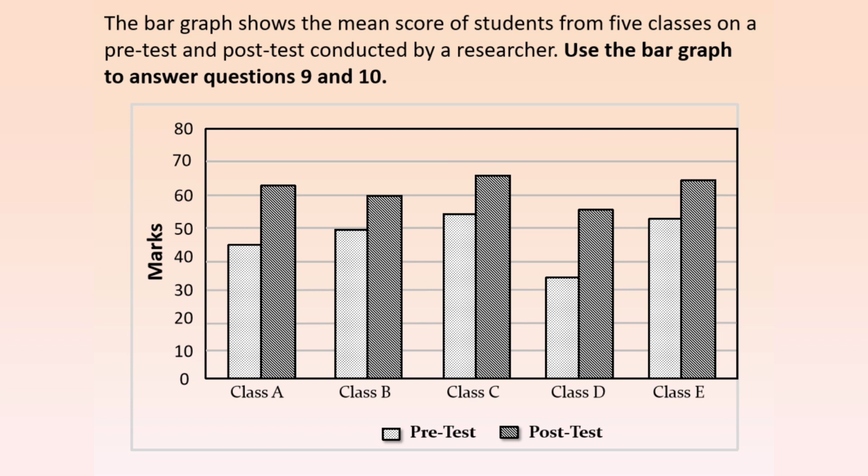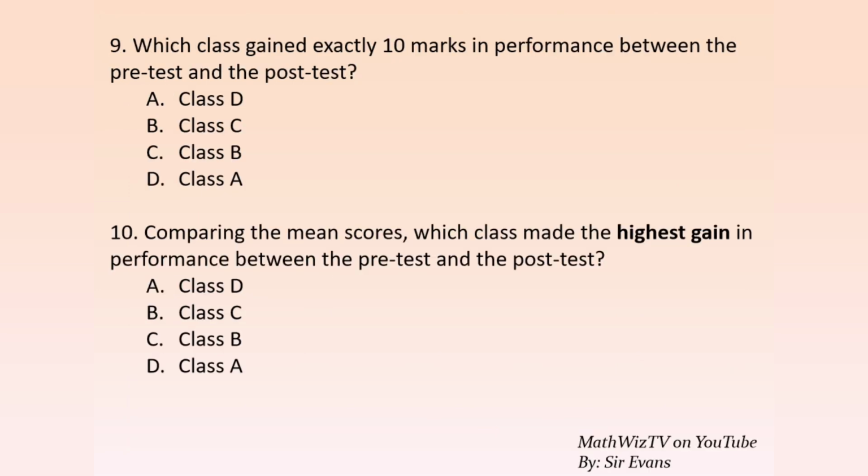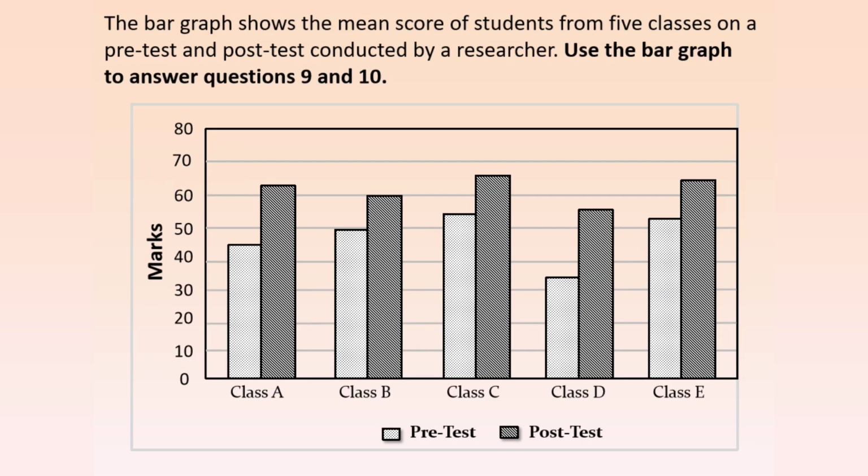If you look at this graph, now let's go to the question and see what is being asked. For question 9, which class gained exactly 10 marks in performance between the pre-test and the post-test? Let's go back to the graph. Let's look at the values here. The first is class A, the pre-test and the post-test. If you look at the values there, you realize that if you try to find a difference, there's no way you are going to get exactly 10. Let's look at class B.